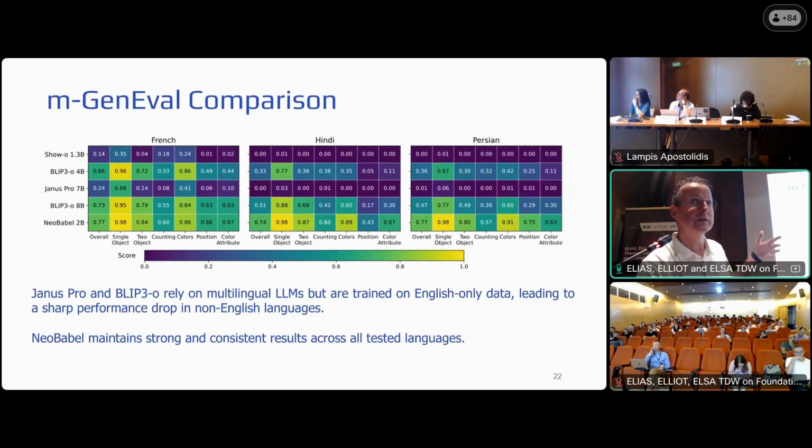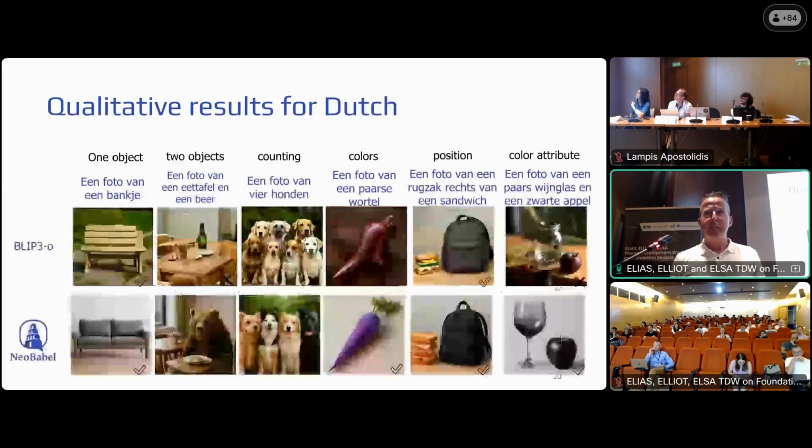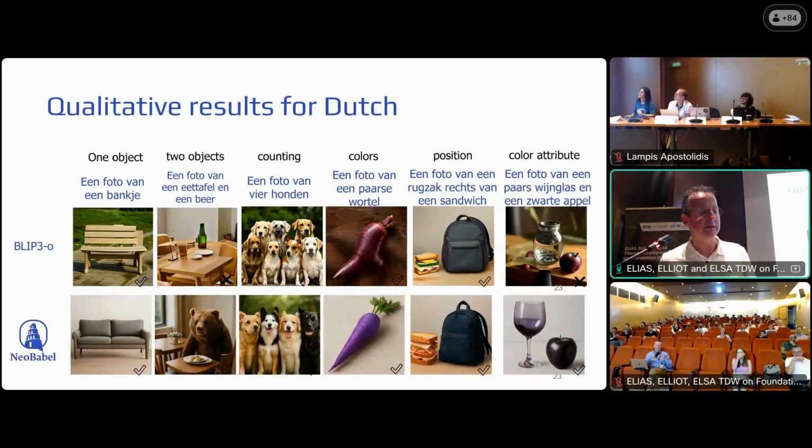Blip3O is best. It uses a multilingual LLM under the hood, so that is the most advanced one, but it doesn't have the connection between the language and the image tokens. So it underperforms compared to our NeoBabel. There are not too many people speaking Dutch in the room, but I'm showing some results that compare Blip3O with NeoBabel.